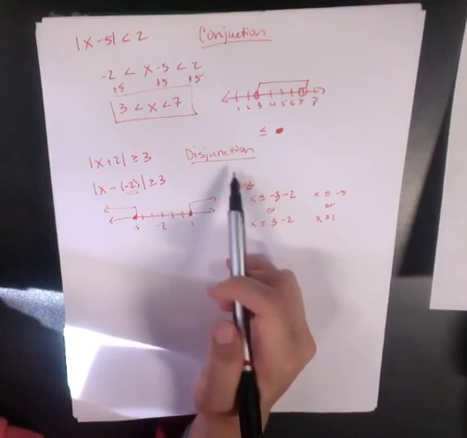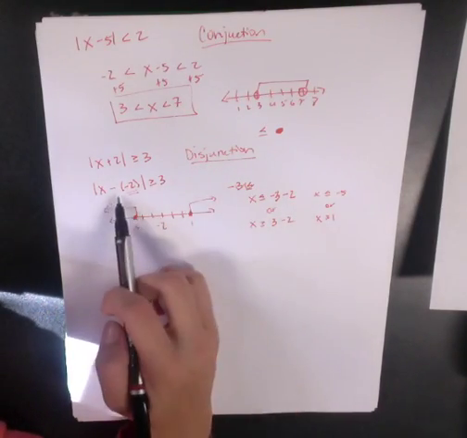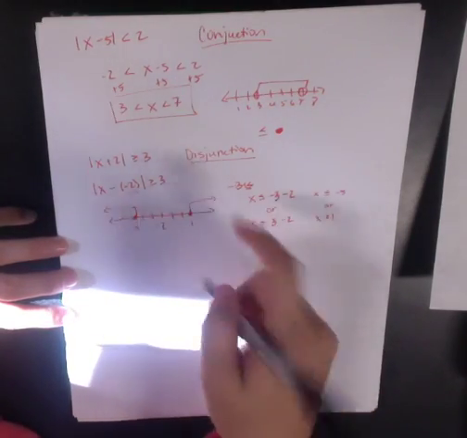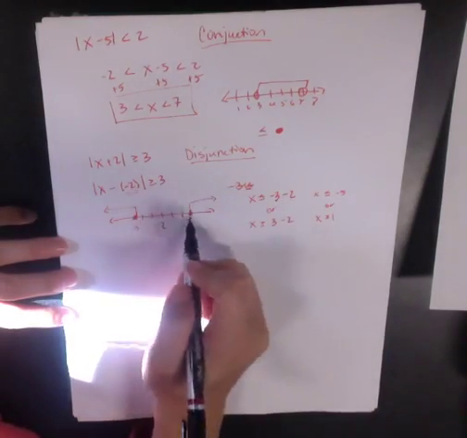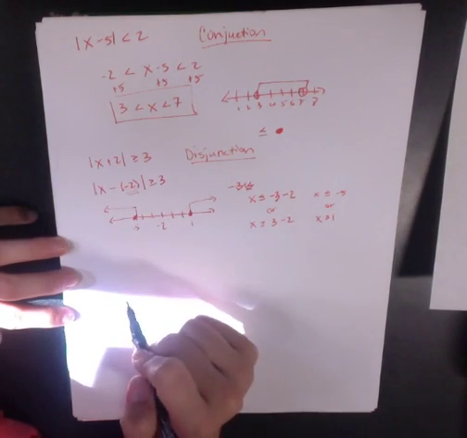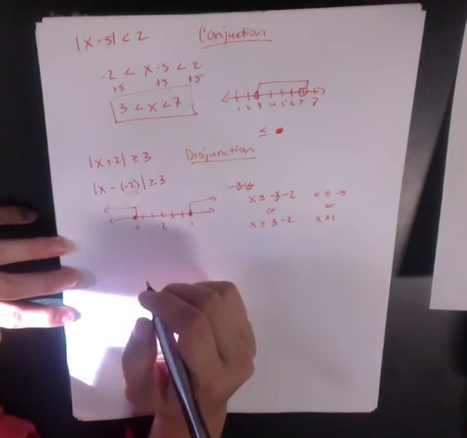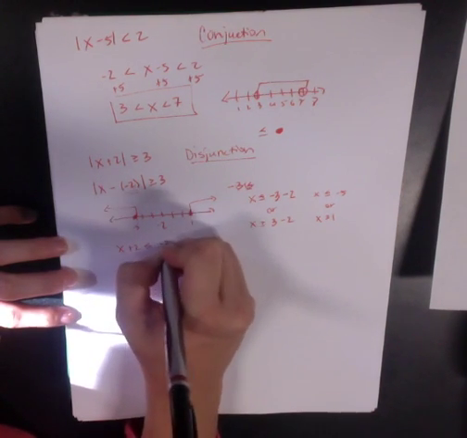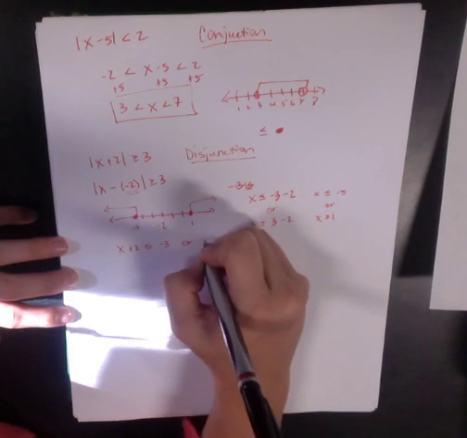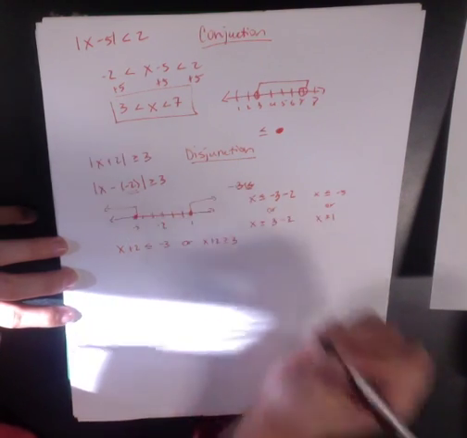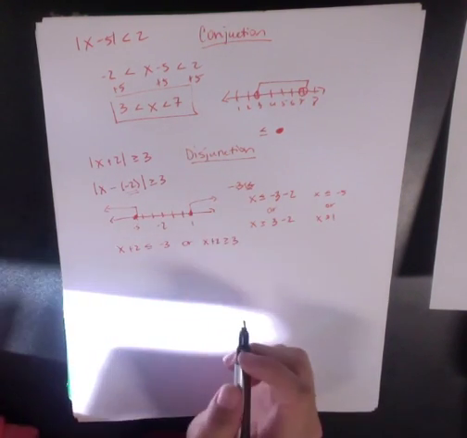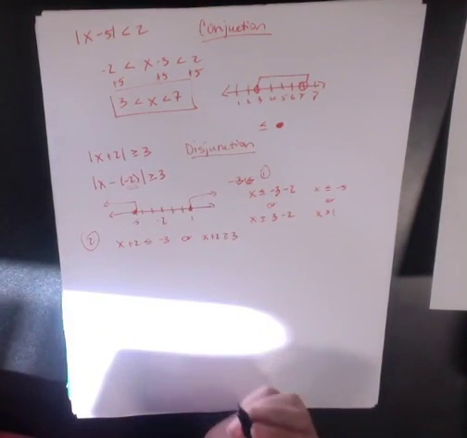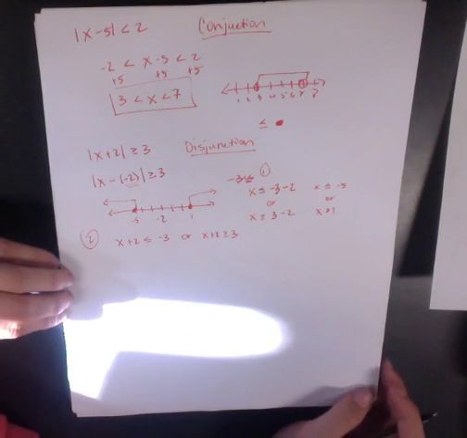Okay, with disjunctions, you can either look at it this way and say we are going 3 units away from -2, okay? Or we could say x plus 2 is less than or equal to -3, or x plus 2 is greater than or equal to 3, and solve both of those for x. Okay, this is one way you can look at it, this is another. Either way is fine, okay?